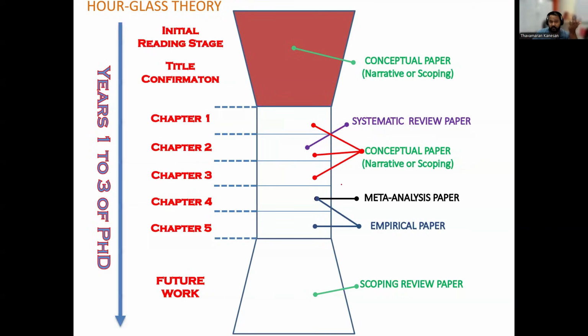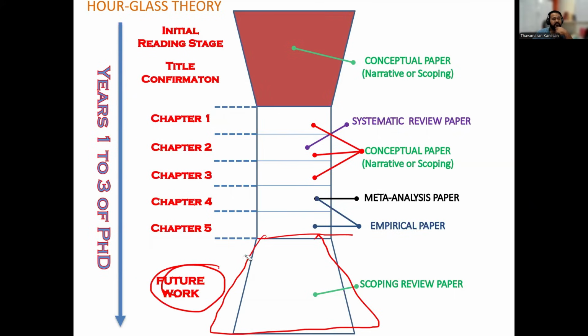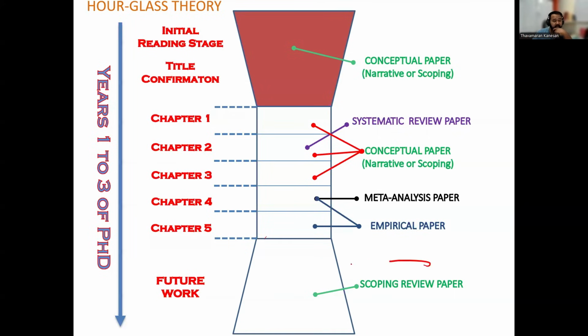Then, if you want more, in chapter 4, you can write a meta-analysis paper. All right. For meta-analysis, you need data lah. That's why I say after chapter 4 only. Then once you finish chapter 5, you can write full-form empirical papers. All right. Then your hourglass now is ending, it's opening back up. Why opening? Because this is your future work and limitation. From your future work and limitation, you can write one more scoping review paper to propose to the future community what they can do from your study. What can be done. So this is what we call hourglass theory.